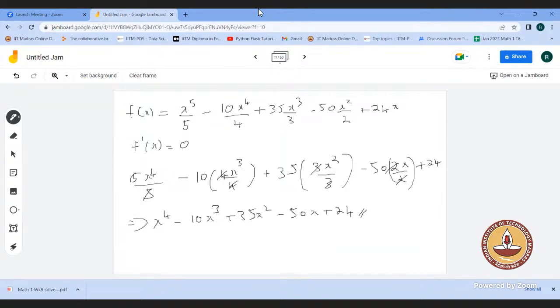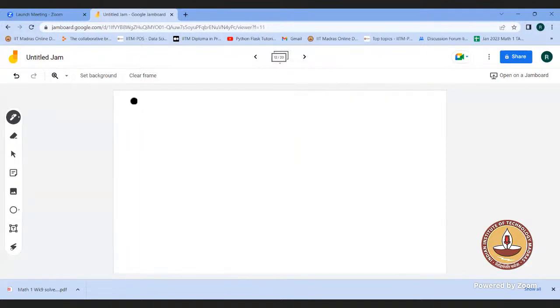So if you can see the hint, what is the factorized form of this function? Can someone tell me? x minus 1, x minus 2, x minus 3, and x minus 4. So this is the factorized form, right? So when f dash of x is equal to 0, from this it is clear that f dash of x is equal to 0 at x equal to 1, 2, 3, and 4, right?